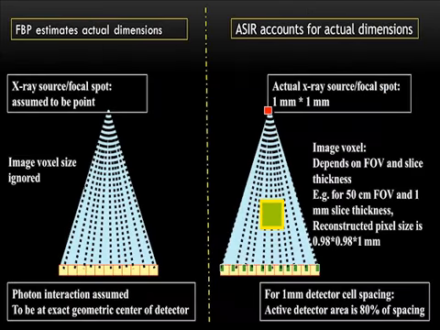So let's start with ASiR, which is the GE technique. For filtered back projection, FBP, we assume that the focal spot is infinitely small, we ignore the voxel size, and we assume that the exact geometric center of the detector is detecting to make a line integral. But in the actual world, the focal spot is roughly 1 by 1 millimeter. The voxel size depends upon your field of view and your slice thickness, which can be anywhere from 0.9 by 0.9 by 1, and the detector cell spacing, or the active detector area, is 80%. So it's not exactly a line, and these are the corrections included in ASiR.